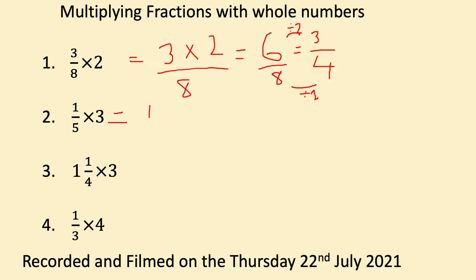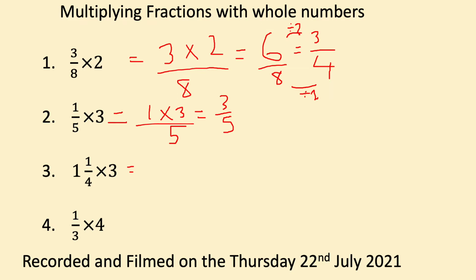1/5 times 3. Well, I've got 1 times 3 over 5. 1 times 3 is 3, so I've got 3/5 as my answer. Okay, question number 3, 1 1/4 times 3. Now there are multiple ways of working this out. If it was me, I'm going to change this to an improper fraction.